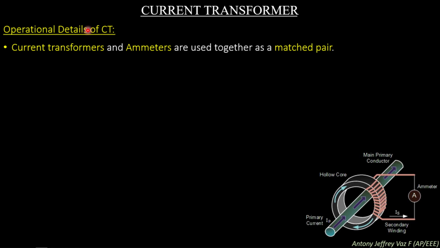Operational details of current transformer. Current transformers and ammeters are used together as a matched pair. So if we buy a current transformer for a big substation, then the current transformer will come with the pair ammeter. These two, the current transformer and the ammeter, are calibrated, so they are given as a matched pair.